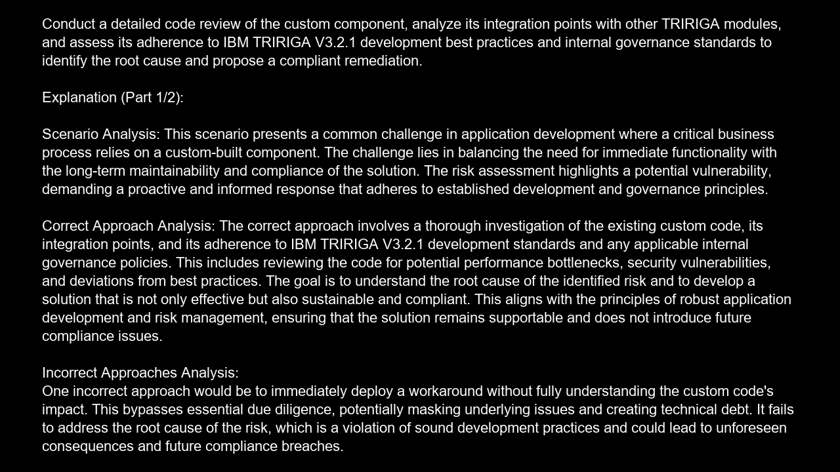The correct approach involves a thorough investigation of the existing custom code, its integration points, and its adherence to IBM TRIRIGA v3.2.1 development standards and any applicable internal governance policies. This includes reviewing the code for potential performance bottlenecks, security vulnerabilities, and deviations from best practices. The goal is to understand the root cause of the identified risk and to develop a solution that is not only effective, but also sustainable and compliant. This aligns with the principles of robust application development and risk management, ensuring that the solution remains supportable and does not introduce future compliance issues.